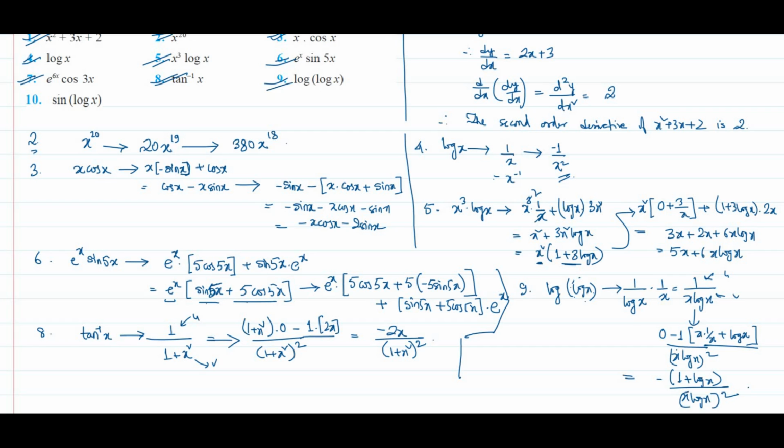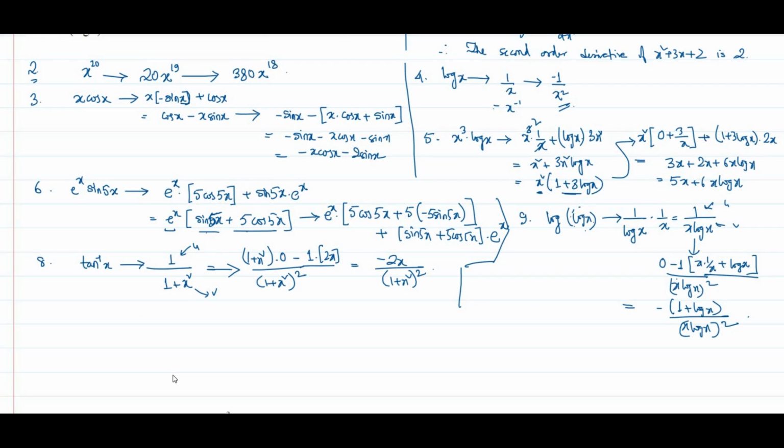And finally in question number 10, that is in the same way. Let me come to question number 10, that is sine of log x. Sine of log x, so by chain rule it will be cos of log x divided by x. That means cos of log x times 1 by x, because the differentiation of sine of something is cos of something, and once again we need to differentiate that something.